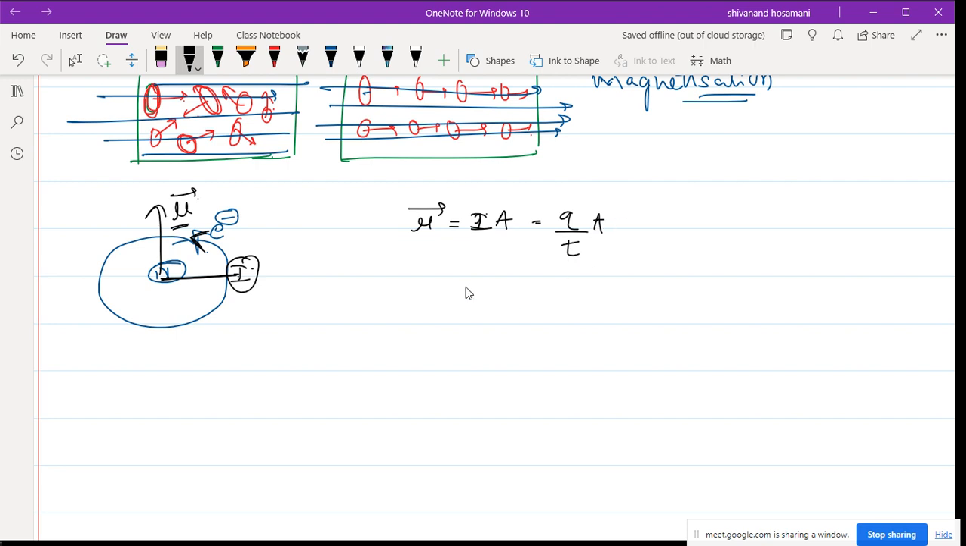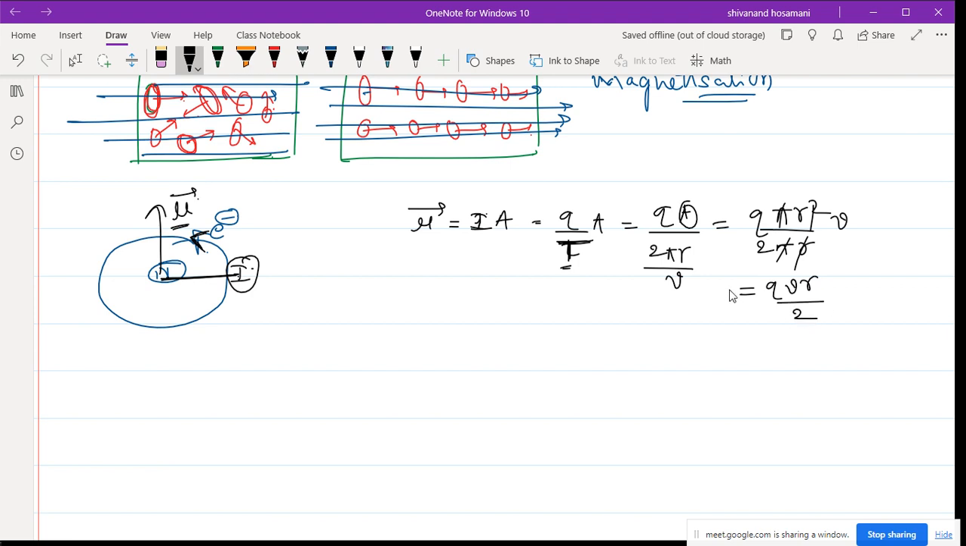Or you can also define this as Q divided by the time taken to complete one revolution. I will define that as Q into E divided by T, which can be written as 2 pi r, the circular motion, divided by velocity. Therefore, I can rewrite this as Q. What is the cross sectional area of the circular path? That is pi r square, then divided by 2 pi r into V. The r's cancel out, pi cancels out. We are left with QV divided by QVR divided by 2. So this is the magnetic moment of an electron revolving around the nucleus.